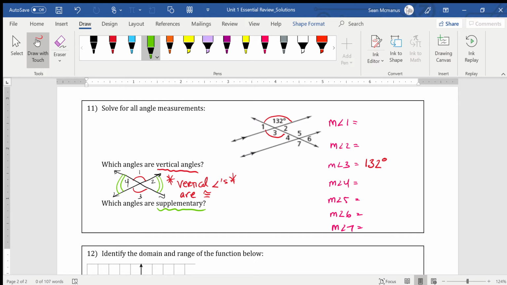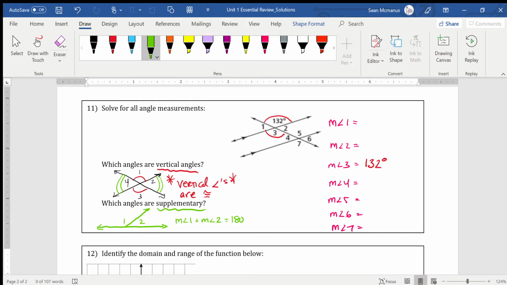Remember, supplementary angles are any angles that add up to 180. This is more like a linear pair. If I have two angles, let's call them angle 1 and angle 2, and I add up the measurements, M just means the measurement, so 1 plus 2, they would equal 180 degrees, always. As long as together they add up to one side of that line, they're 180 degrees.